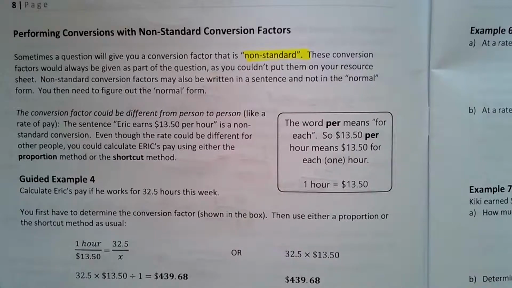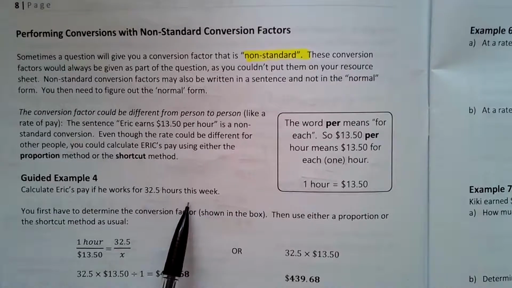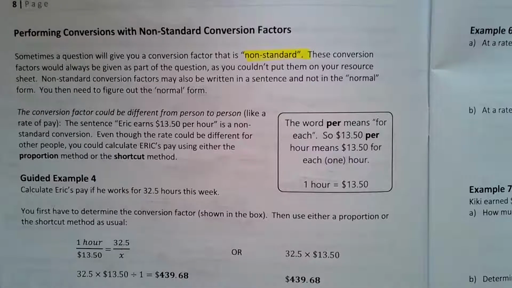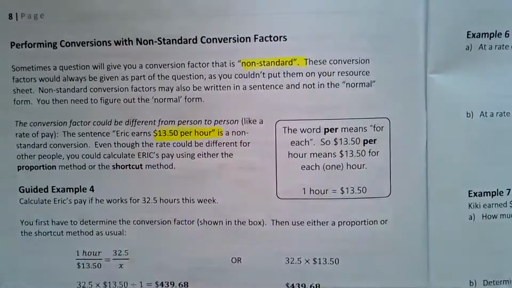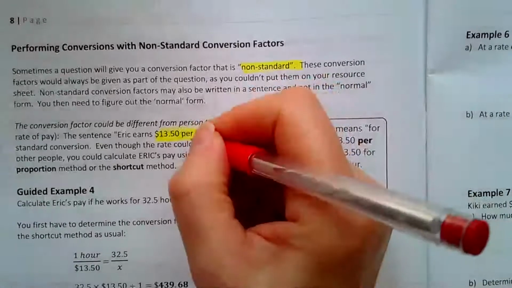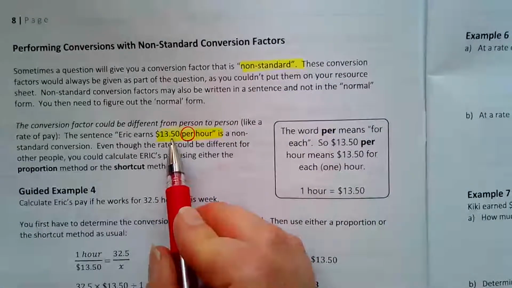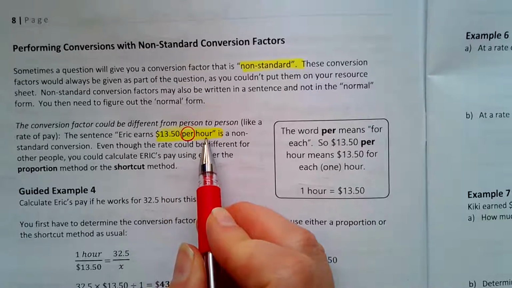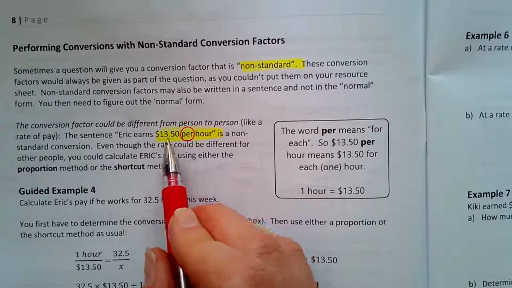I'm just going to do the cross-multiply method. This is a guided example, so it's all nicely done for you. Calculate Eric's pay if he works for 32.5 hours this week. Now, we knew that Eric makes $13.50 per hour. The giveaway word in these conversions is the word per. That word per means that the term right before it and the term after it, on both sides of the word per, are being set up to go into a fraction.